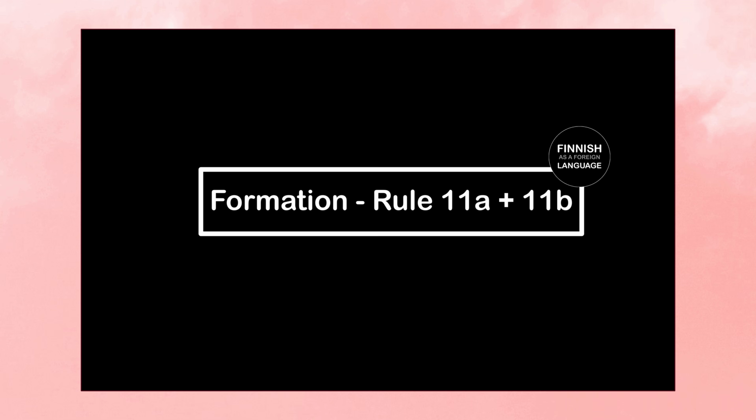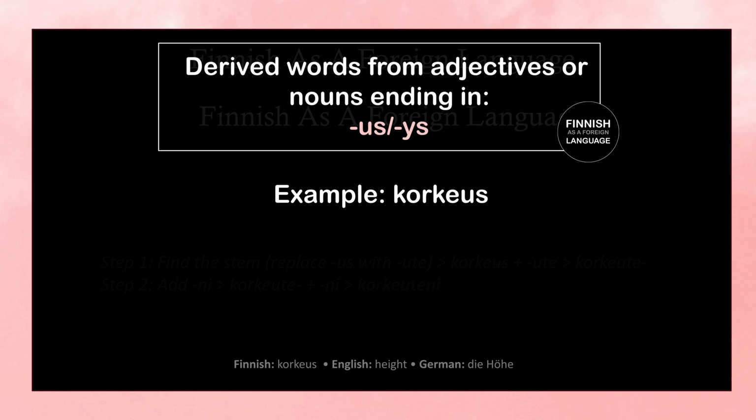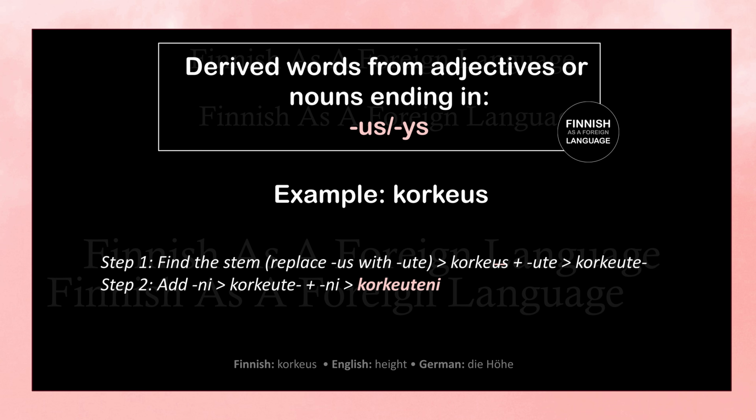We carry on with the rules 11a and 11b, derived words from adjectives or nouns ending in -us or -ys. For example, korkeus means height. In the first step, we have to find the stem, which we receive by replacing -us with -utta. So korkeus changes to korkeutta. Again, why -utta and not -ude here? Because we want to add a possessive suffix. Then in the second step, we add -ni to the stem, which means we have korkeutta plus ni, and we receive korkeuttani, which can be translated as my height.